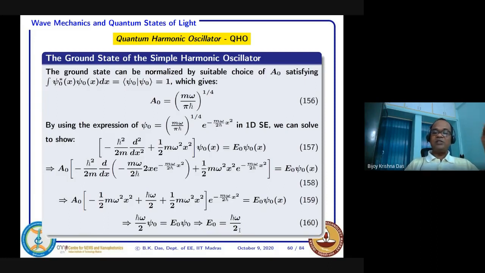Remember that this is actually an observation of quantum mechanics. Classically, the ground state value is 0, because classically potential energy is half m omega square x square. So when kinetic energy is 0, that means x equals 0, your potential energy is 0, and the total energy can be 0.